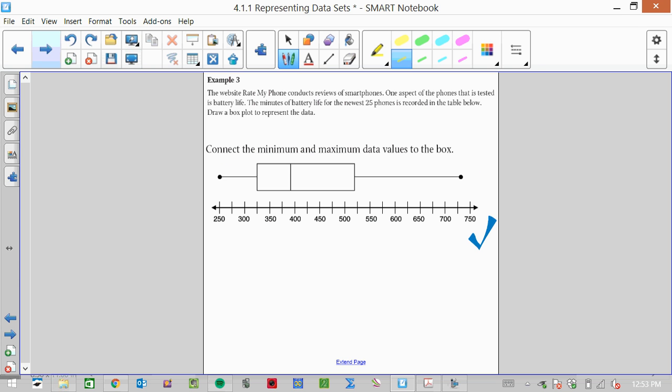The final step is to draw a line from the minimum dot to the rectangle, and then we go to the maximum dot and draw a line back to the rectangle. And this is what we call a box plot. Sometimes it's called a box and whisker plot because these lines are considered the whiskers. So this is a third way of representing our data.